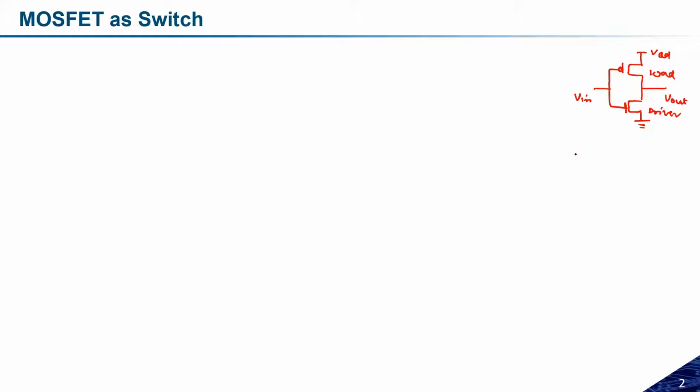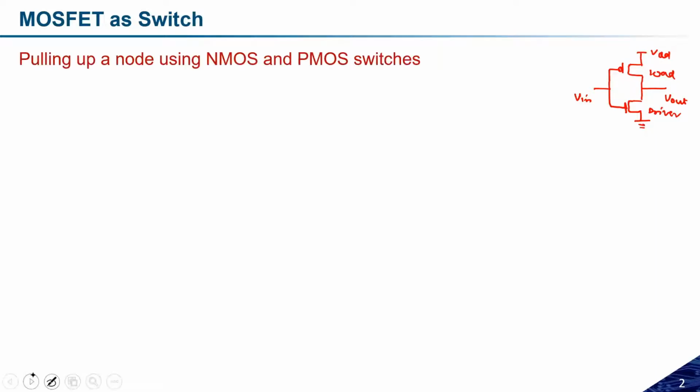But you may ask one question: what happens if we try to interchange these? If I use the NMOS transistor as a load and the PMOS transistor as a driver, what will happen? How will the circuit behave? Let us discuss this very important thing.